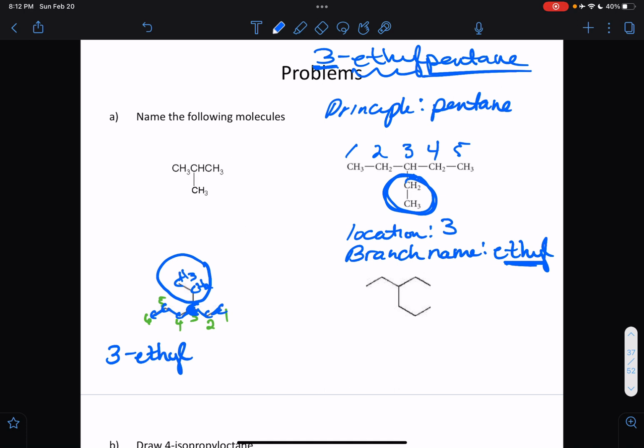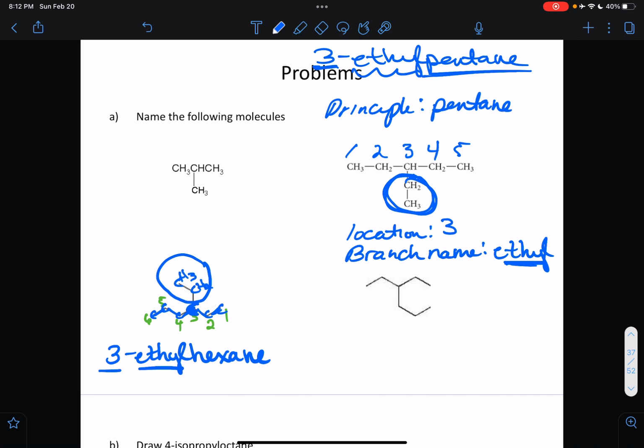So we've identified the branch. We've identified where it is. Now let's identify the parent chain. And a 6-carbon parent chain is called what? Hexane. So we have 3-ethylhexane.